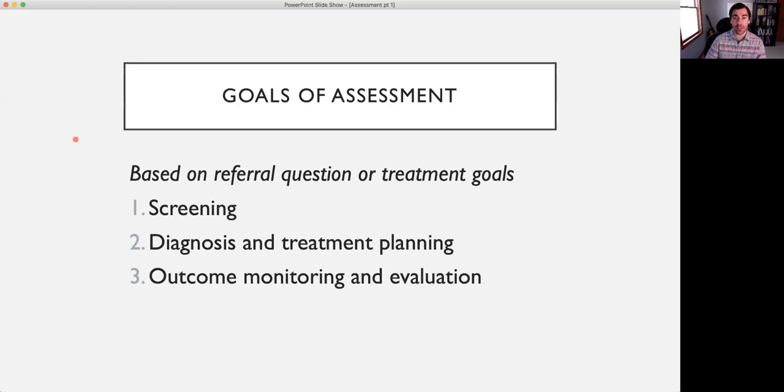So I think it's important to mention that the goals of assessment really boil down to three main pieces, three main goals of doing these different types of assessments. So we have screening, and usually that is broader types of assessment with larger groups of people. I'll talk about some of the situations where screening plays a big role.